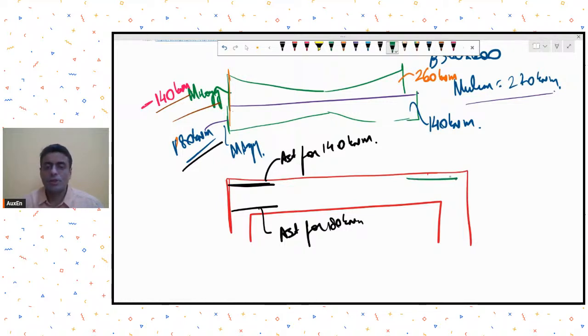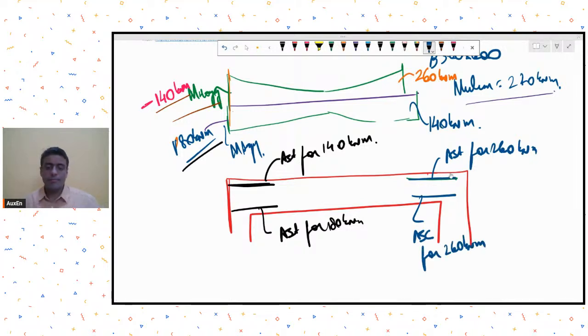What will happen? If I choose to go ahead and detail it as a doubly reinforced cross section, now I will require Ast for 260, plus I will also require some Asc, compression steel, for the same 260. Are you with me so far? Hello. I hope you get it. So this time you will require the compression steel also for the bending moment of 260 kilonewton meter.